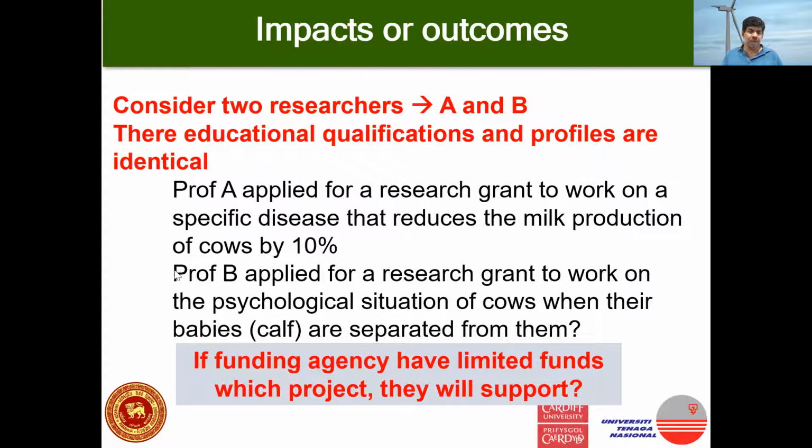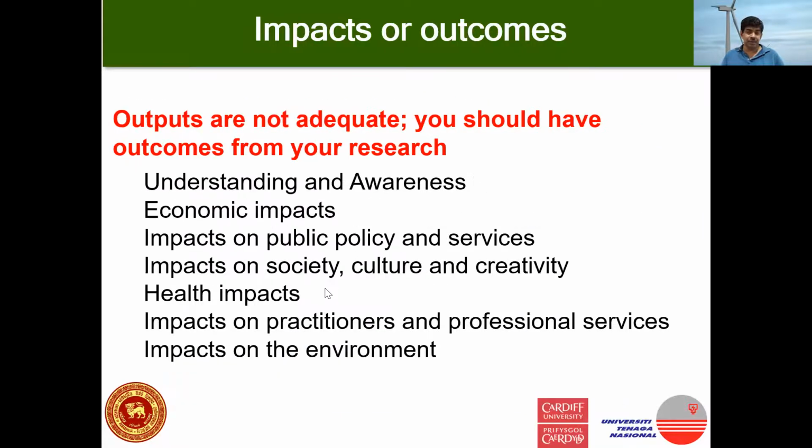Now, if Professor B is a good researcher, goes to the country where Professor A is, and applies for this one, he will never get money. So outputs are not adequate. You should have outcomes from your research, which are understanding and awareness, economic impacts, impacts on public policy and services, impact on society, culture and creativity, health impacts, impacts on practitioners and professional services, and impacts on the environment.